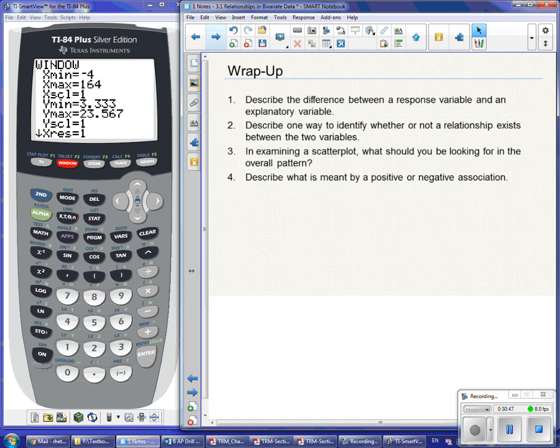And number 4, it says describe what is meant by a positive or negative association. And again, this is important that you can describe this without using the word positive. So for example, a positive association means that high values of one variable correspond to high values of the other, and that the low values also correspond to each other. In a negative association, it would be the other way. It would mean that high values of one variable correspond to the low values of the other, and vice versa. So it's important that you can explain those in words.